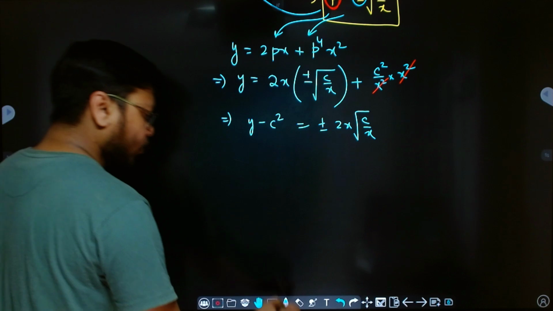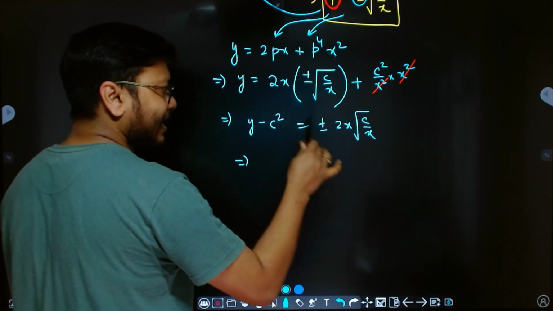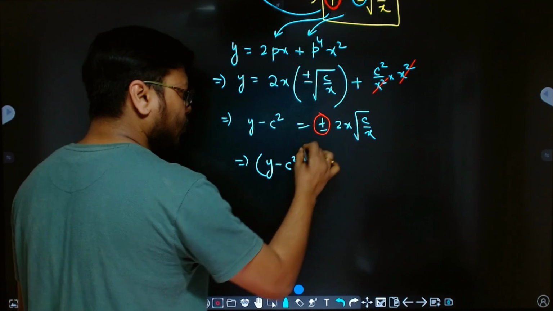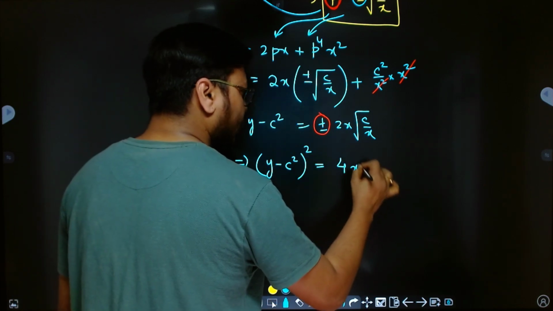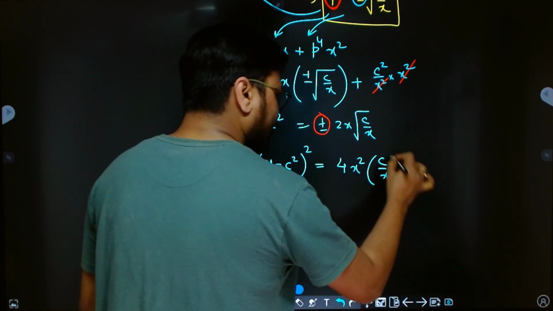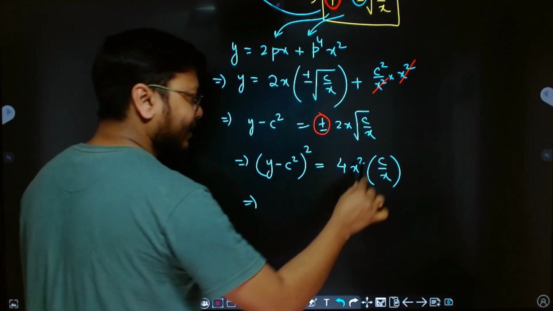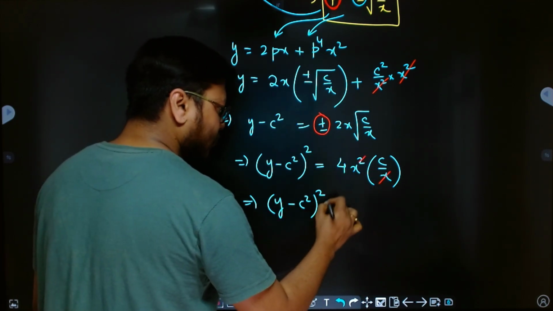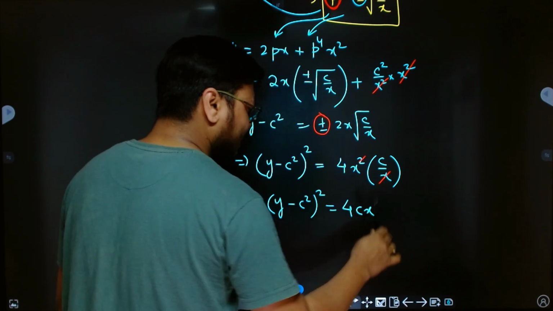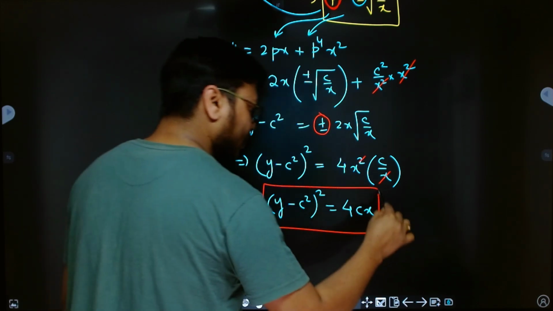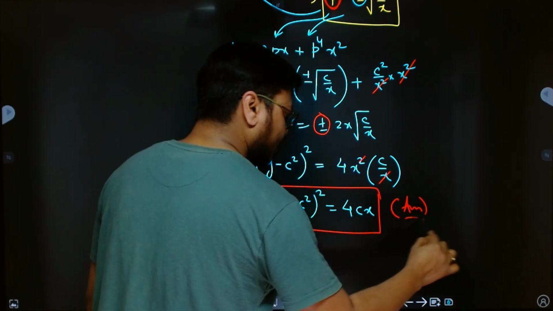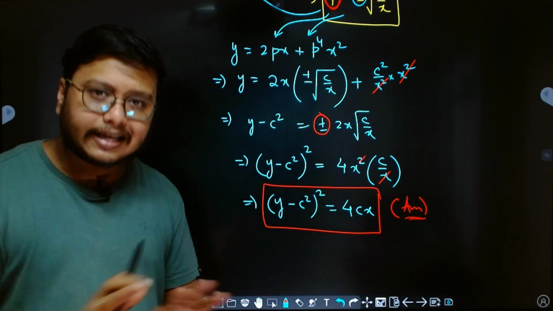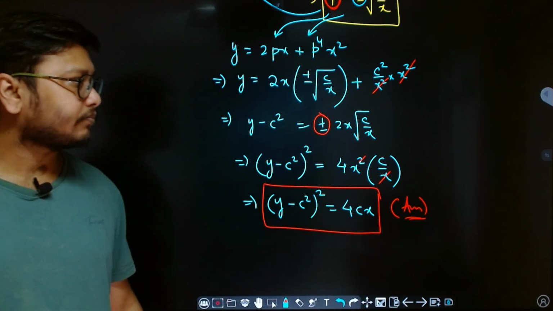Now if I do a whole square on both sides so that I get rid of this plus minus sign, y minus c square whole square equals 4x square c upon x. So one x will again get cancelled right over here. So y minus c square whole square equals 4cx, and this is our general solution. Okay, so we have got rid of the plus minus sign so that the answer looks clean enough, right?